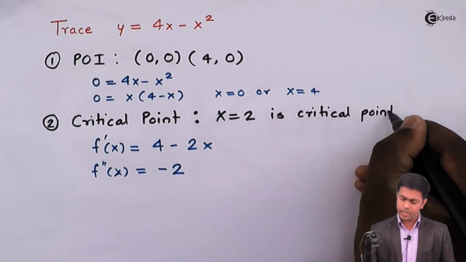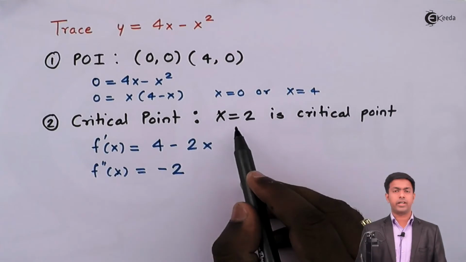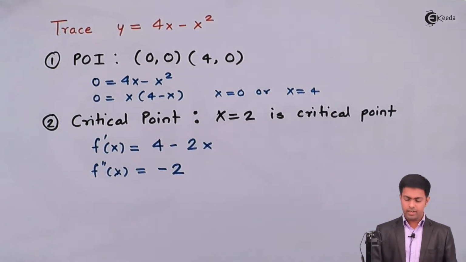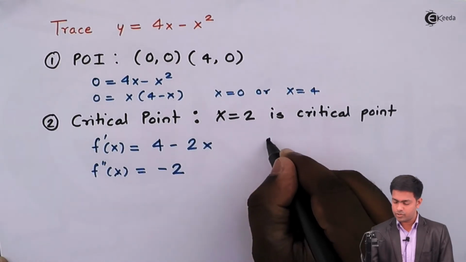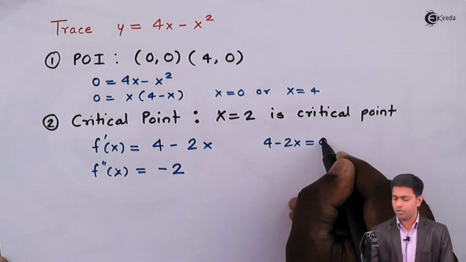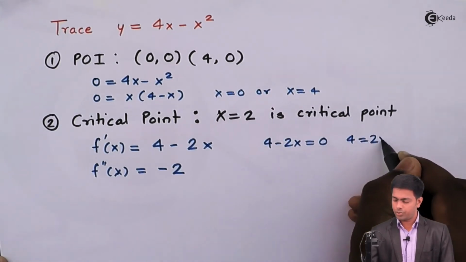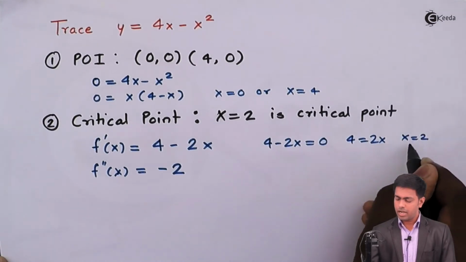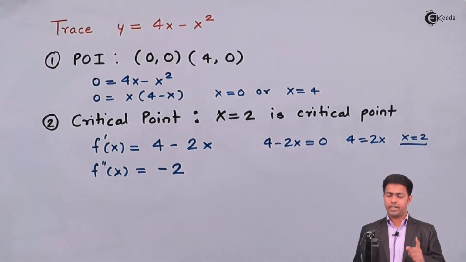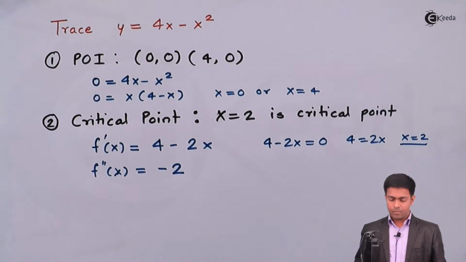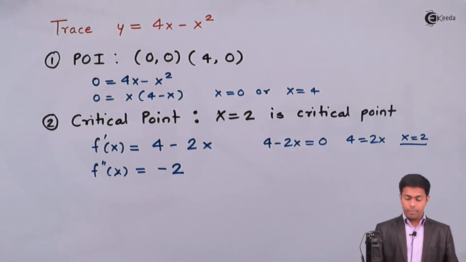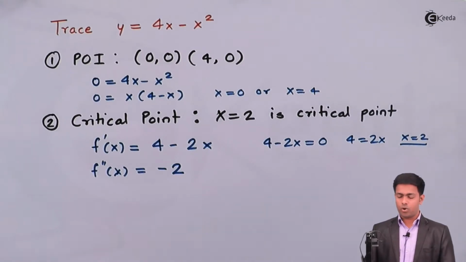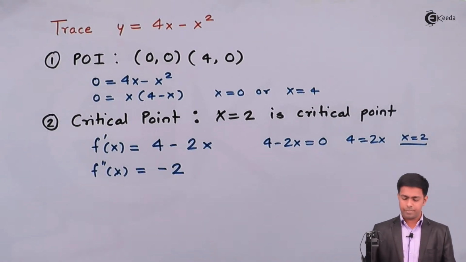So guys, it's very easy. Whenever you want to find a critical point, just take the value of f dash of x and equate it to 0. This will give us 4 minus 2x equal to 0, or 4 equal to 2x and x equal to 2. Whatever value of x you get is your critical point. So x equal to 2 is the critical point. Now based on the critical point we have to draw the shape.